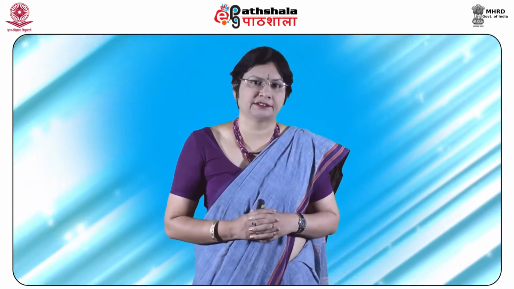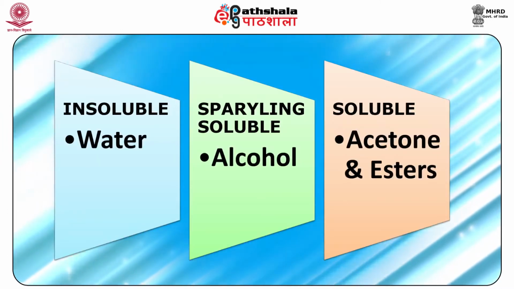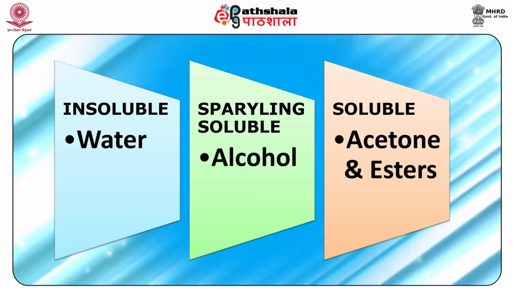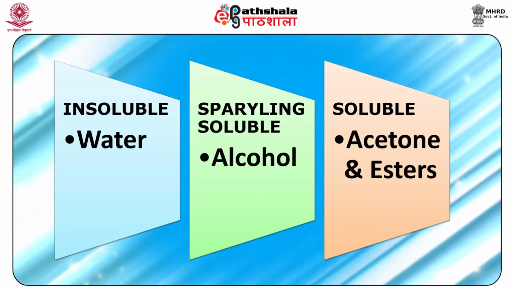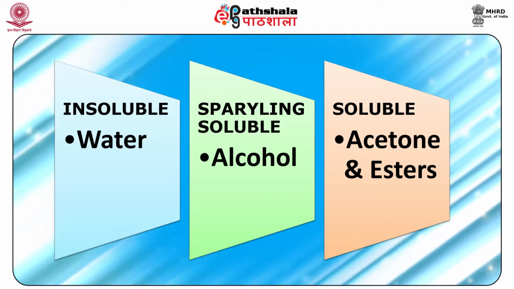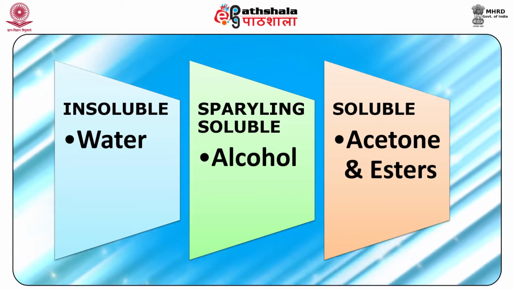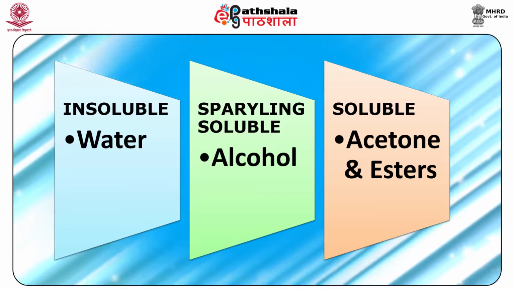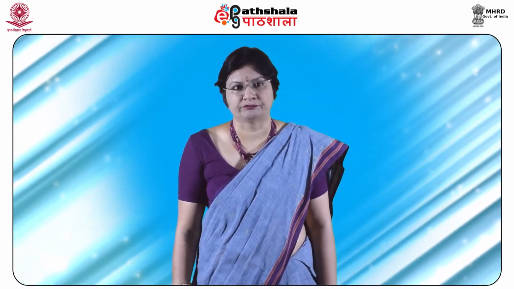Coming to the test for gun cotton. The examination of gun cotton is based on the solubility test. Keep in mind that gun cotton will be insoluble in water, but it will be sparingly soluble in organic solvents like alcohol and completely soluble in acetone and certain esters. So, doing the solubility test will clearly give you an idea about the presence of gun cotton.